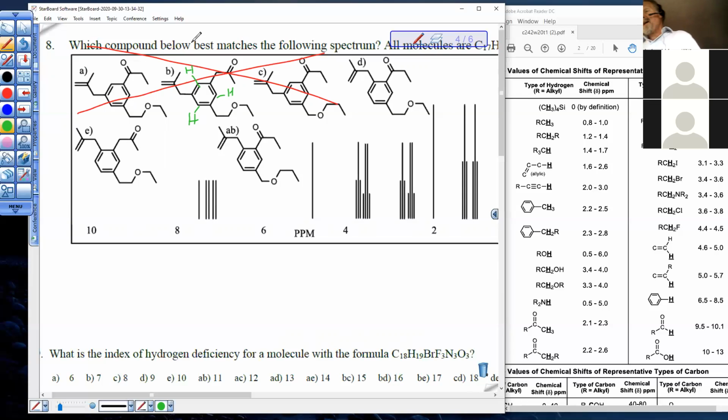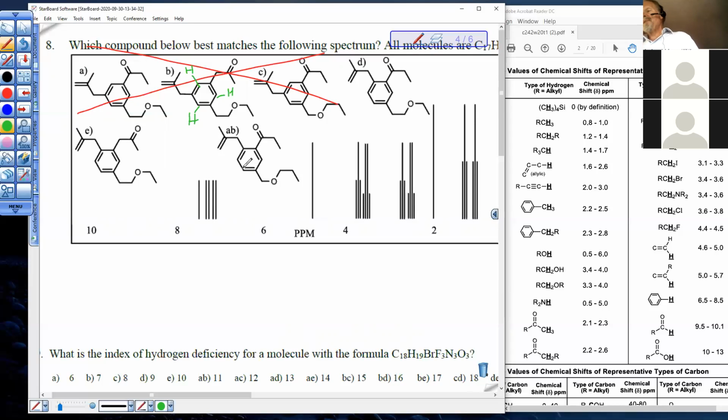All three of these benzenes have the same substitution. It goes hydrogen, then group, then hydrogen, then group, then hydrogen. Every one of these green H's here, and I'm not going to draw them, but they'd be the same here and here. They have no neighbors. No neighbors gives a singlet. This is a doublet. This is a doublet. This is a singlet.